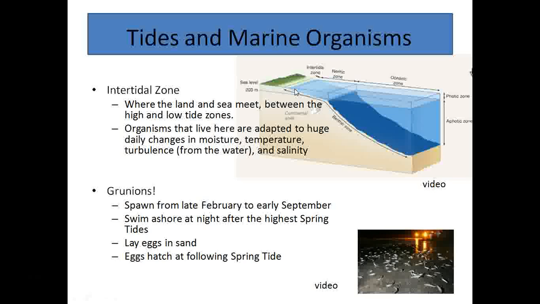And the organisms that live there have to be adapted to huge changes in moisture, temperature, turbulence, and salinity, because for part of the time they're covered with water that's moving over them, and then for part of it they're exposed to the air. So they have a lot of neat adaptations to be able to survive those major changes.